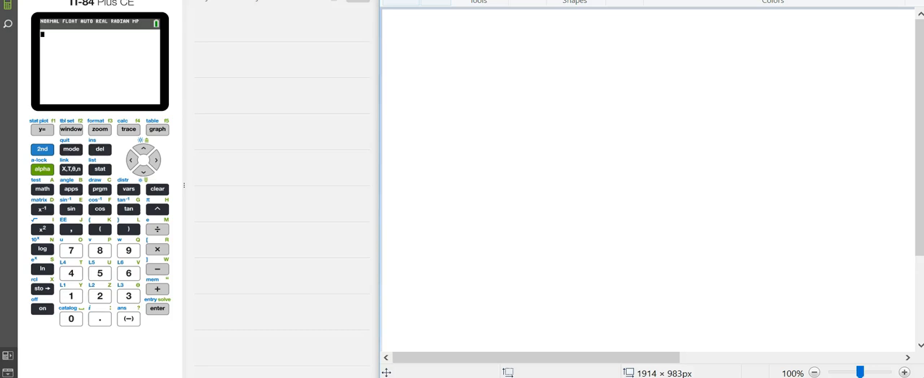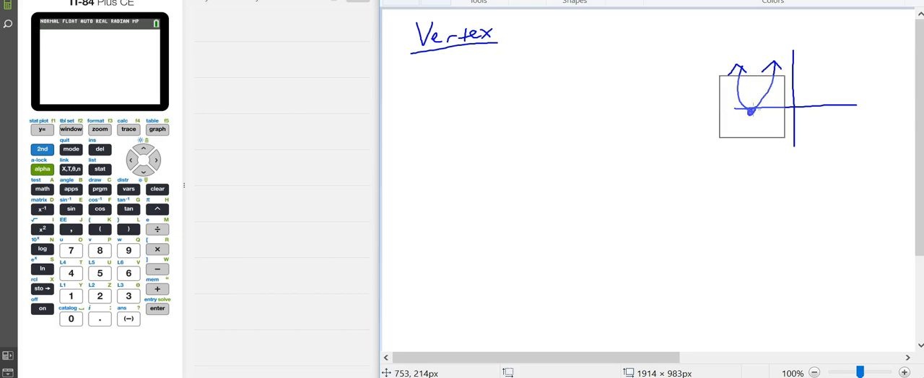In this video, we're going to discuss the vertex, or the turning point, of quadratic functions. All quadratic functions have a turning point. That turning point will either be a minimum when the graph opens upwards, or a maximum when the graph opens downwards.